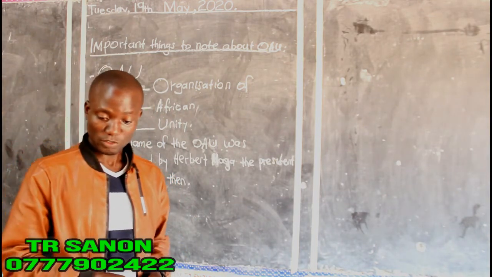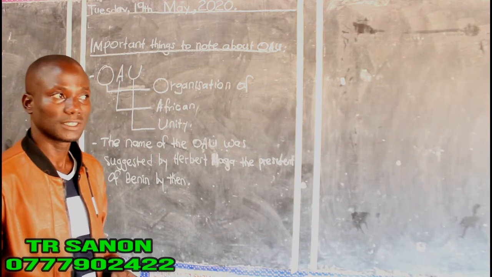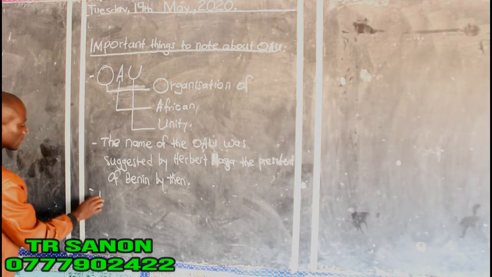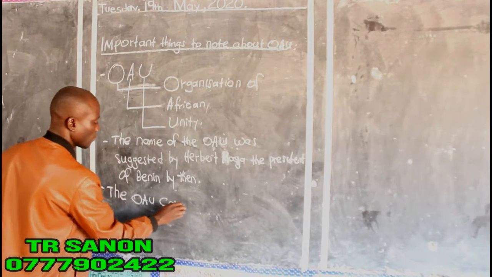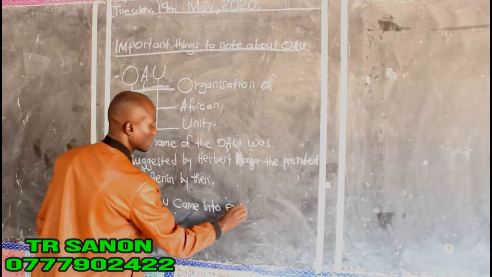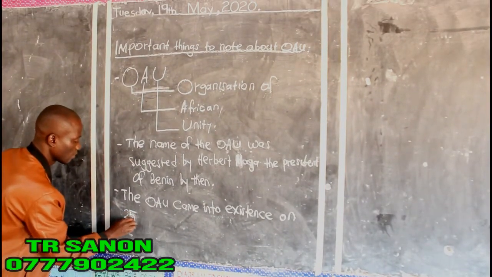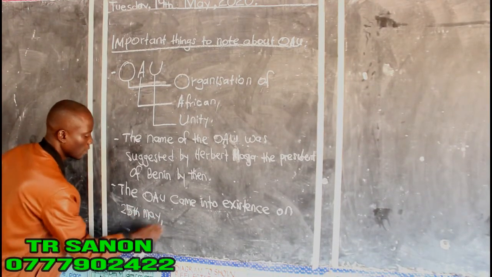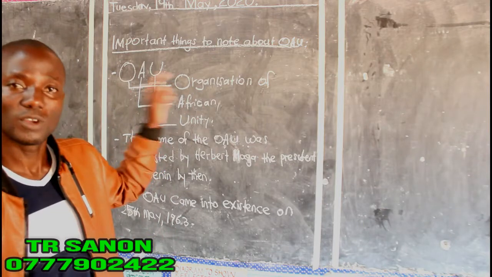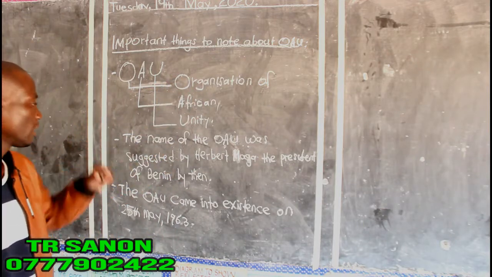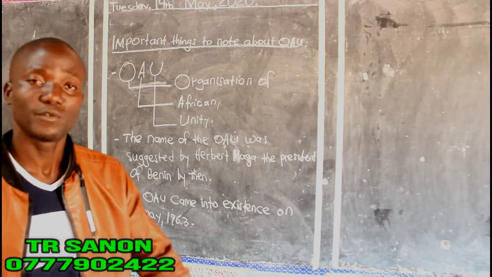Another important thing you need to note about the OAU is that it came into inception on 25th May 1963. So the next point, we are saying the OAU came into existence on 25th May 1963. Take note of that. They shouldn't ask you the year of its formation and you can't tell. It was founded on 25th May 1963. That's when it became a continental body and functional.